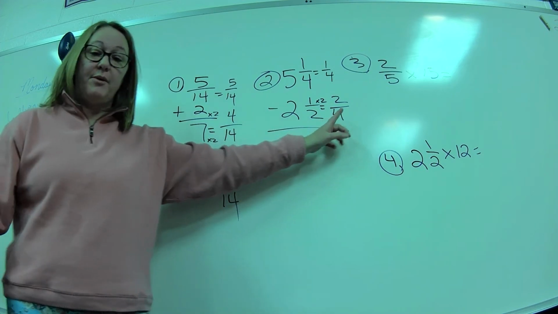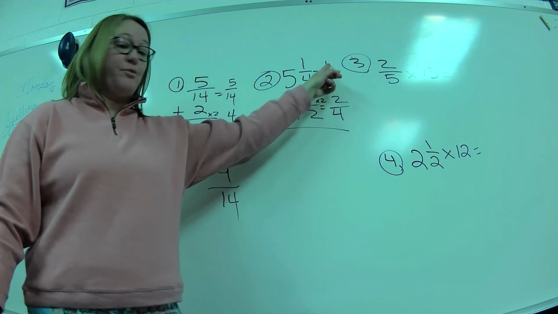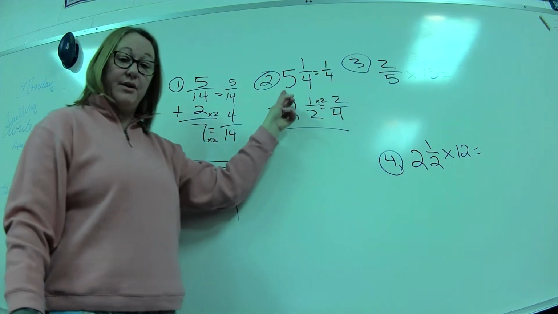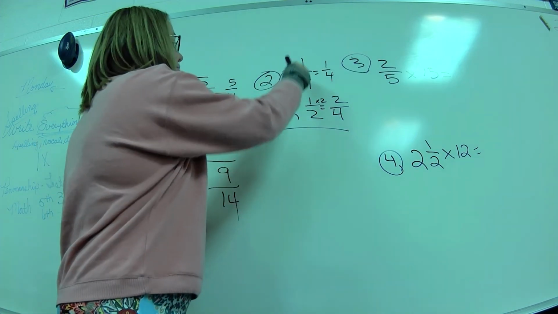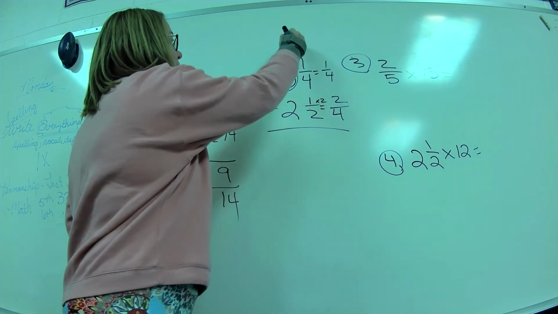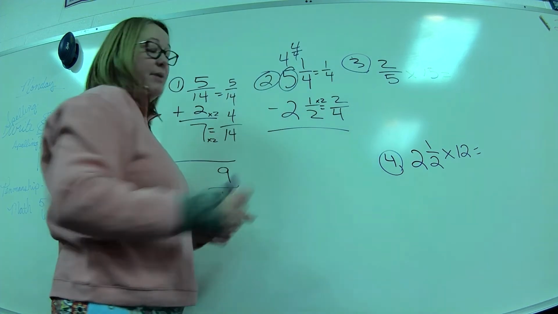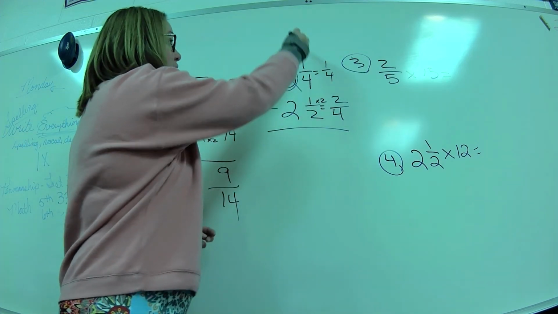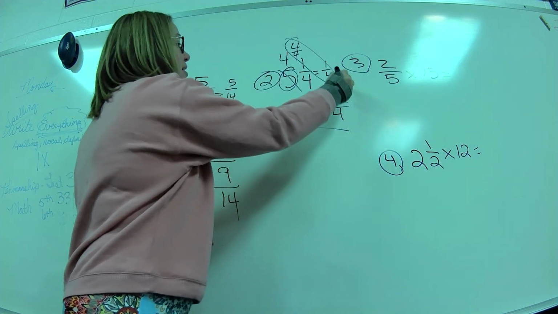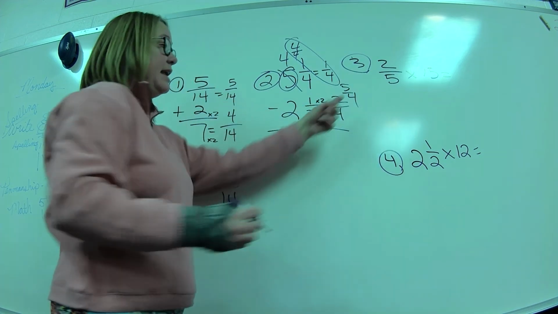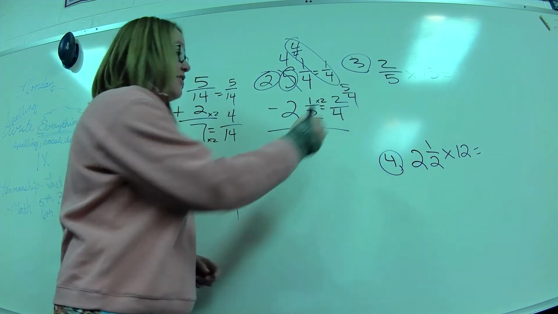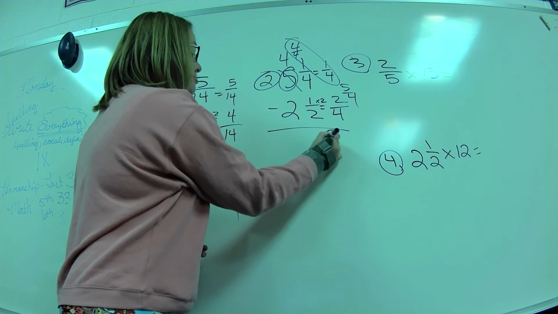Now remember, this is where we get tripped up because we can't take 2 from 1. So we have to make something equivalent to 5. All right, so which is 4 plus 1. Very good. So 4, and let's use 4/4 because that's our denominator. So 4/4 plus 1/4 gives me 5/4. Now I can take 2 from 5. So 5 subtract 2 gives me 3/4.